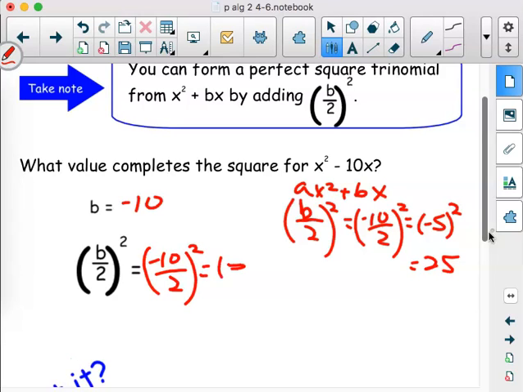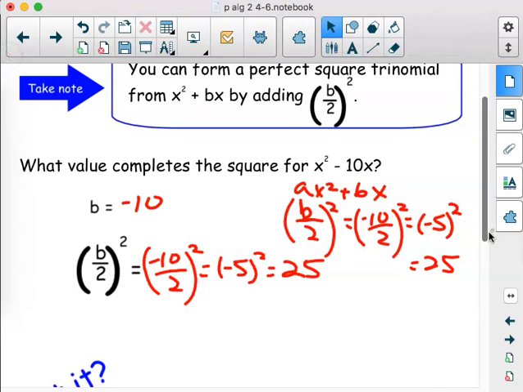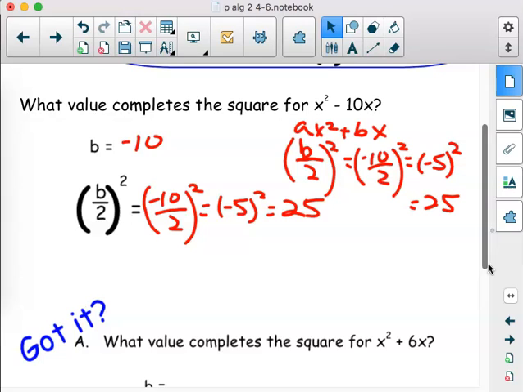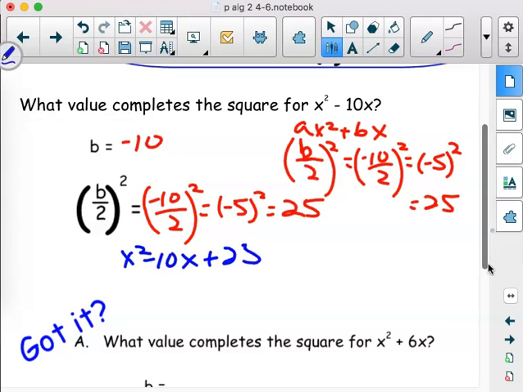We know we have to follow the order of operations. And we got 25. Well, now I want to see that. I want to make sure it works. So let's see. They said it's x squared minus 10x, and we just said the number that would make that work is 25. Let's check and make sure.